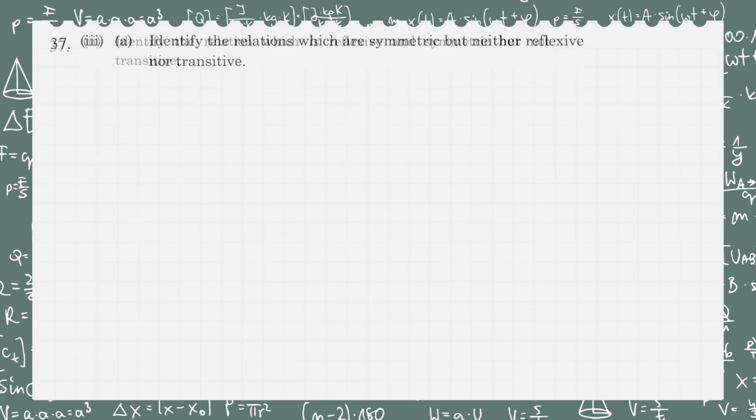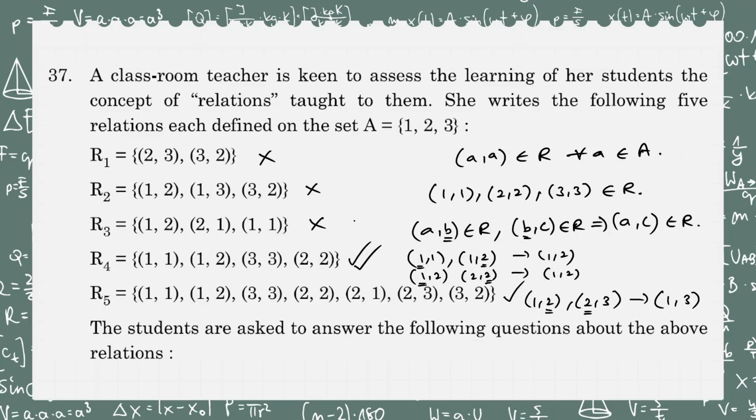Let's move on to the next sum. So this has choices. The first question is identify the relations which are symmetric but neither reflexive nor transitive. Only symmetric property should be obeyed. Reflexive and transitive both should not be obeyed. So if we check that, reflexive property should not be obeyed means we can't take R4 and R5. So check your R1, R2, R3 and make sure which of them are obeying symmetric property.